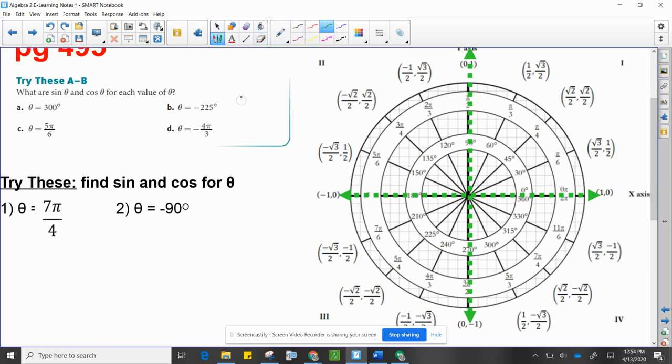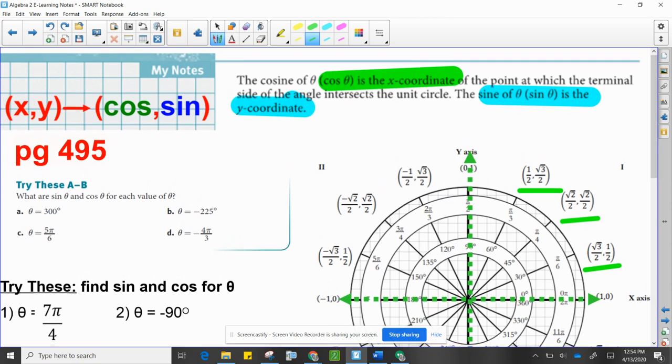We have degree measures and we have radian measures. And remember, those are the same angle. They're just different units. Degrees and radians are just different units. And for each of these, we're going to have different ordered pairs that go along with each angle.